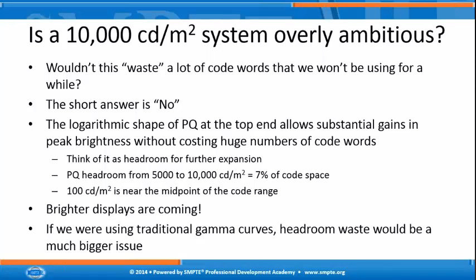The other point is brighter displays are coming. We already have consumer devices that are 1,000 nits and above, and I expect this time next year we'll see many more. They are on the way. There are technology improvements coming that make it possible with great efficiency, and we want to have room for that in the future. Now, if we were using traditional gamma curves, this kind of headroom would be a much bigger issue.